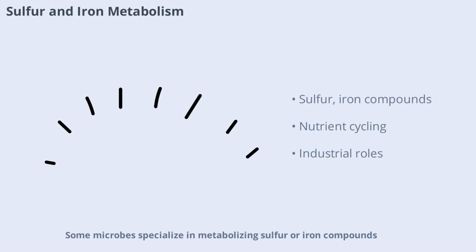Some microbes specialize in metabolizing sulfur or iron compounds. These metabolic processes are crucial in environments like hot springs, deep-sea vents, and mining sites. Sulfur and iron metabolism contribute to nutrient cycling and can influence the chemistry of entire ecosystems. These microbes often play a role in bioremediation and industrial processes.